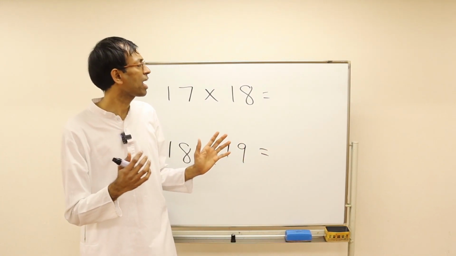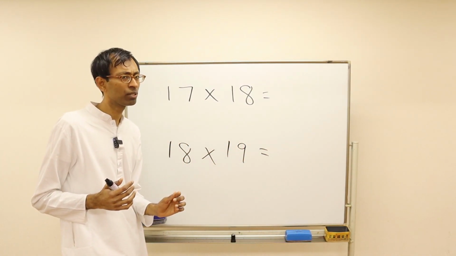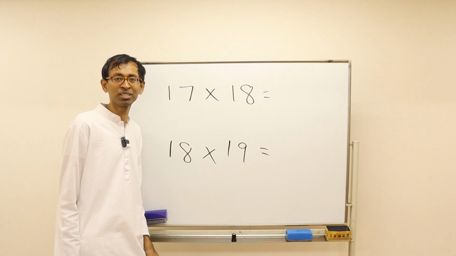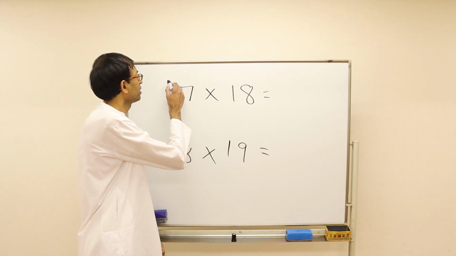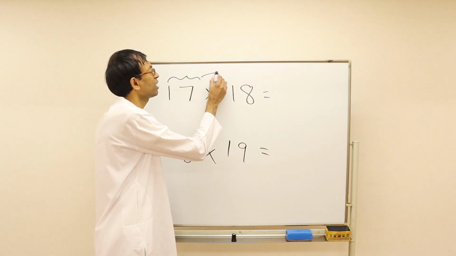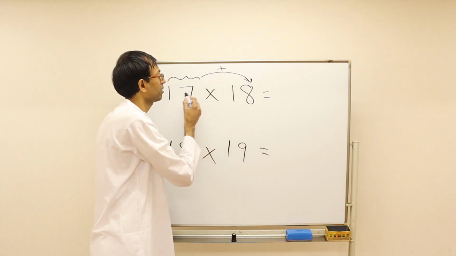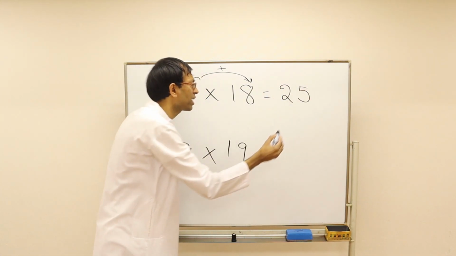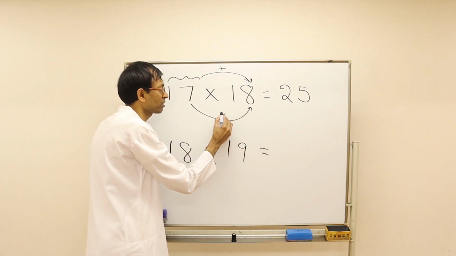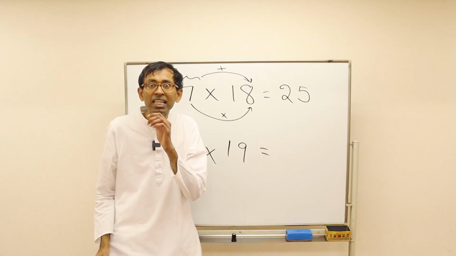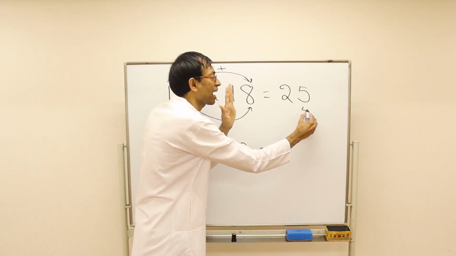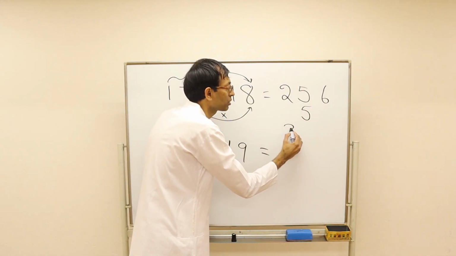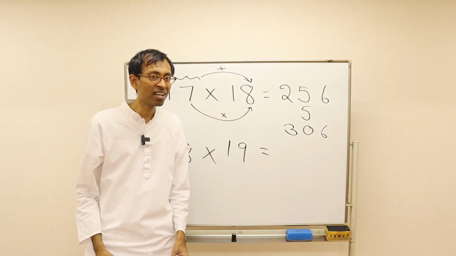Okay, now we have a couple of problems. Pause the video and try yourself. Okay, we can do this together. First, what do we do? 17 plus the proximity here. 17 plus 8 is 25. And then you multiply the proximities. 7 times 8 is 56. This 5 is a carry. 5 is eaten by 25 and it becomes 30. So 306 is the answer.